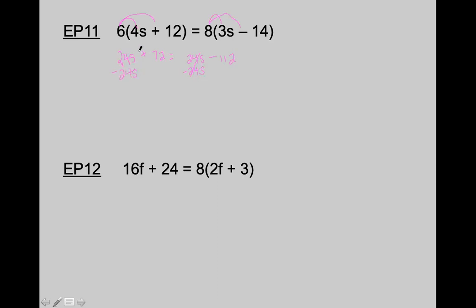So I'm going to simplify. 24s minus 24s, that's 0. Bring down what I have left, which is a positive 72, equals, that's a 0. Bring down what I have left, negative 112. Now I look, I don't have any variables. There's nothing to divide by or simplify at this point, so I need to look at this. Is 72 equal to negative 112? Is that true? Nope, it's not true. So our solution for a problem like this, where we get two things that don't make sense being equal to each other, we write no solution.